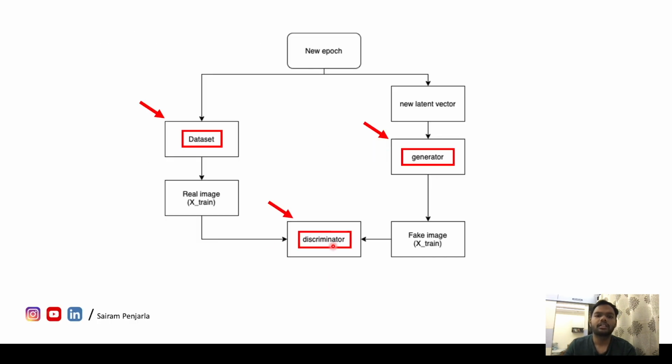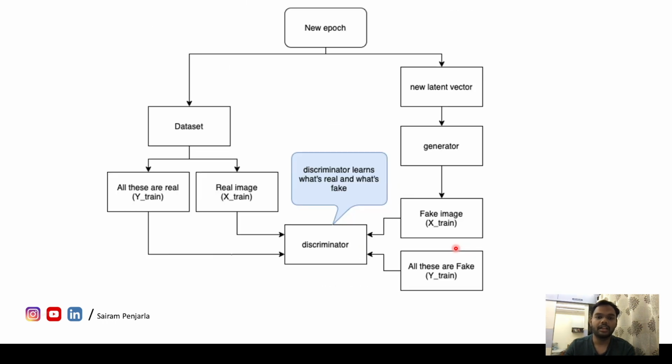So for every epoch I'm going to supply one real image and one fake image to my discriminator, and also inform my discriminator that, hey, this image is real and this is fake. To do that, whenever I send in a real image, I'm also going to send an array of ones, indicating that this image is real.